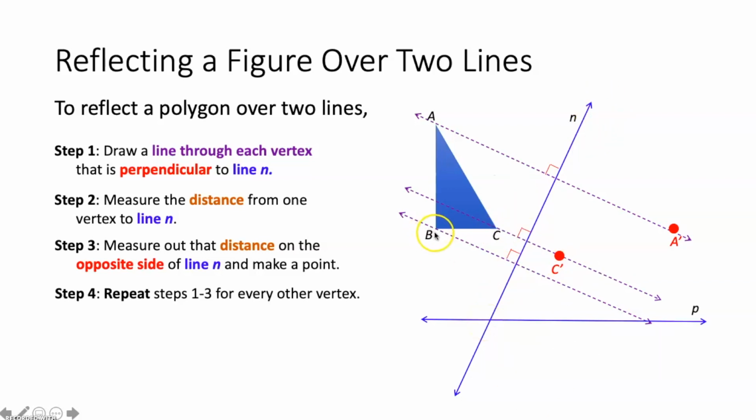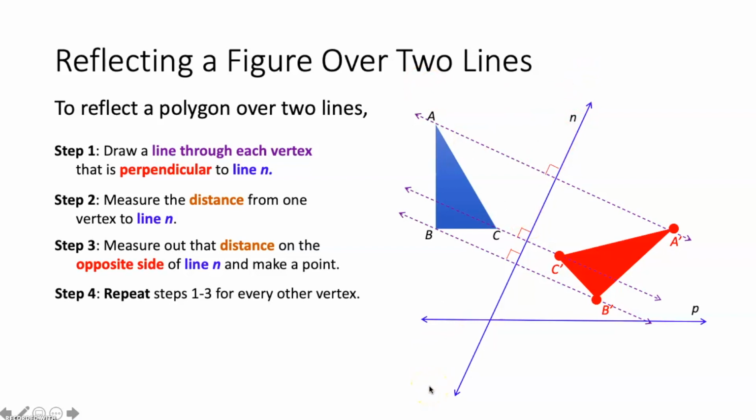And then point B, we measure with a ruler. How far is point B from line N? It's 1½ inches. I then measure 1½ inches on the other side of that perpendicular line that I drew to line N, and I put B prime, the image of point B after it's been reflected in line N. We then connect these dots and we have triangle A prime, B prime, C prime, the image of triangle ABC after it's been reflected in line N.